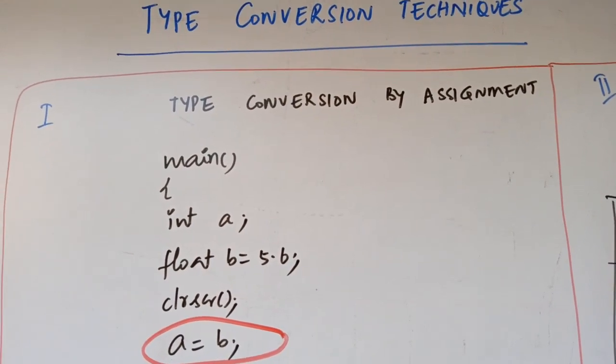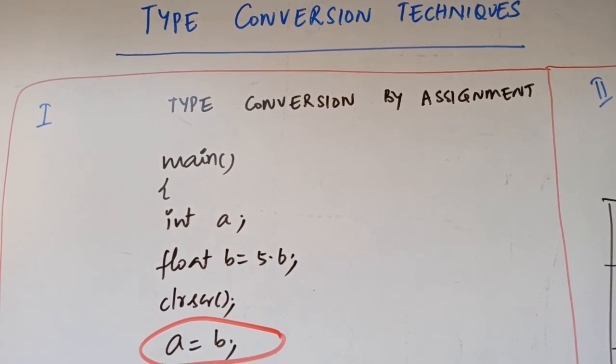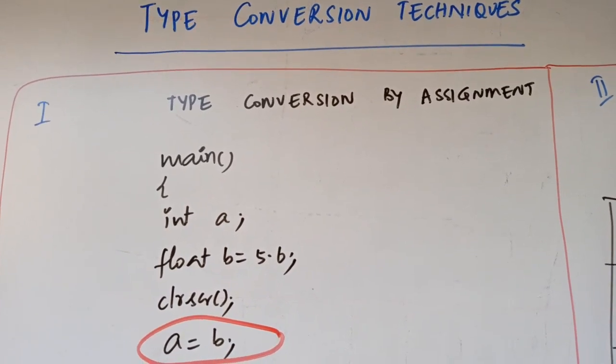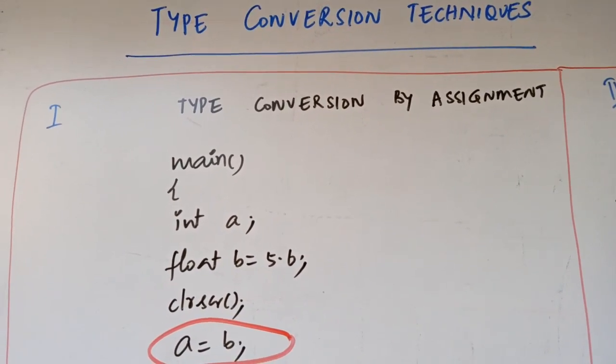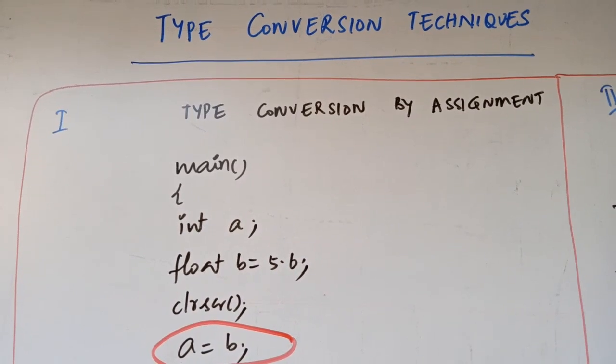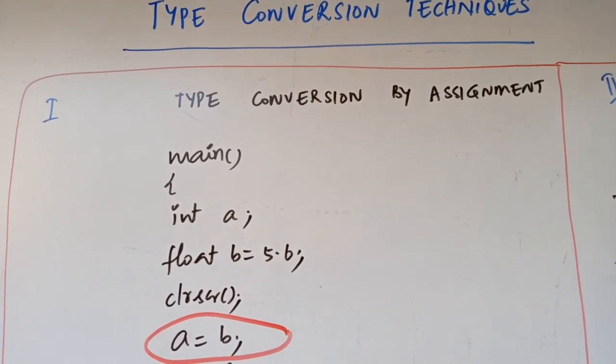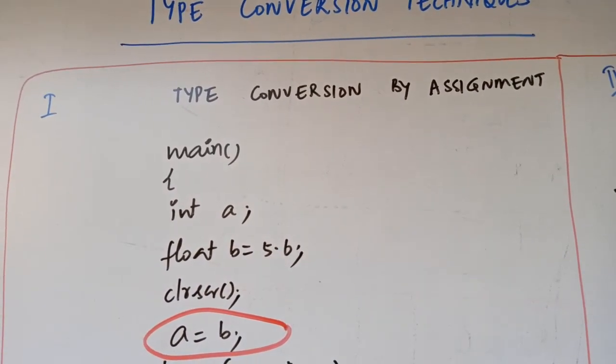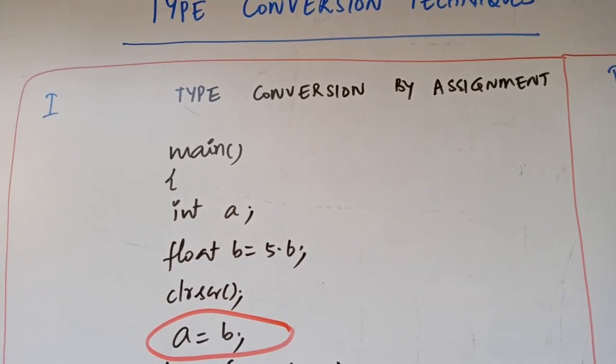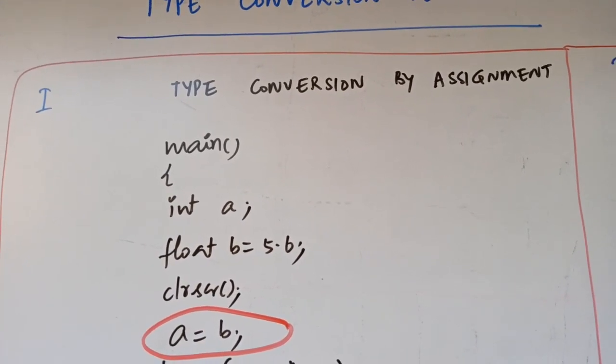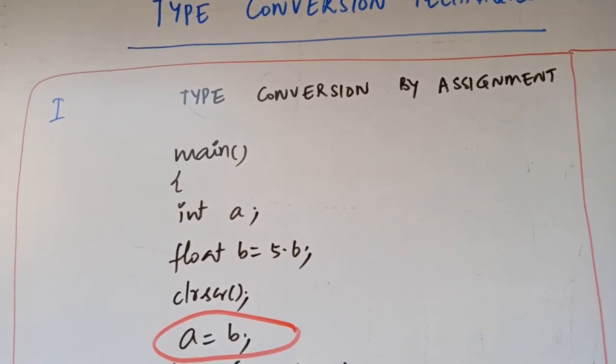Type conversion is the process of converting one data type to another data type. There are some situations where we are supposed to convert one declared data type to another data type, particularly integer to float. So type conversion can be done in two ways.